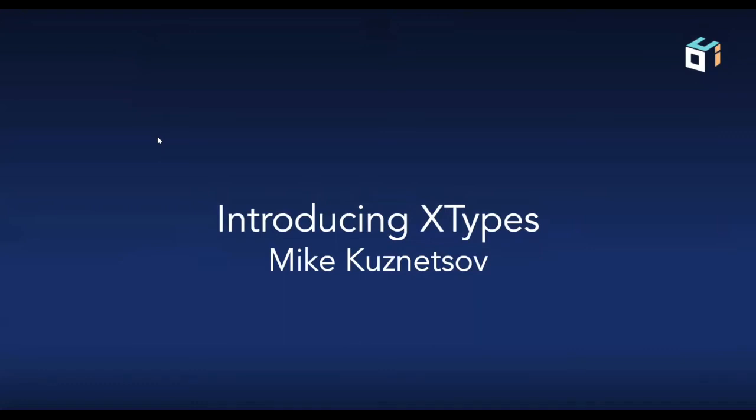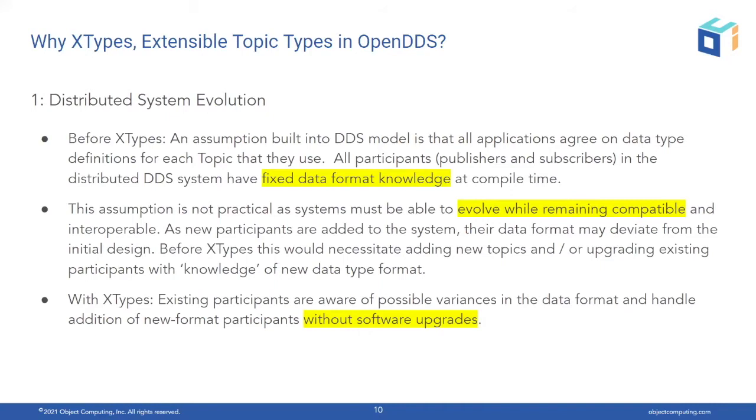So why XTypes? What is missing from DDS? What kind of system design scenarios can XType help with? The problem XType solves is rooted in the connection between the topic and its data format, which without XTypes has to be resolved at compile time. Without XTypes, any changes to the data format force modification to the existing topic or an introduction of a new one and require rebuild of all participants.